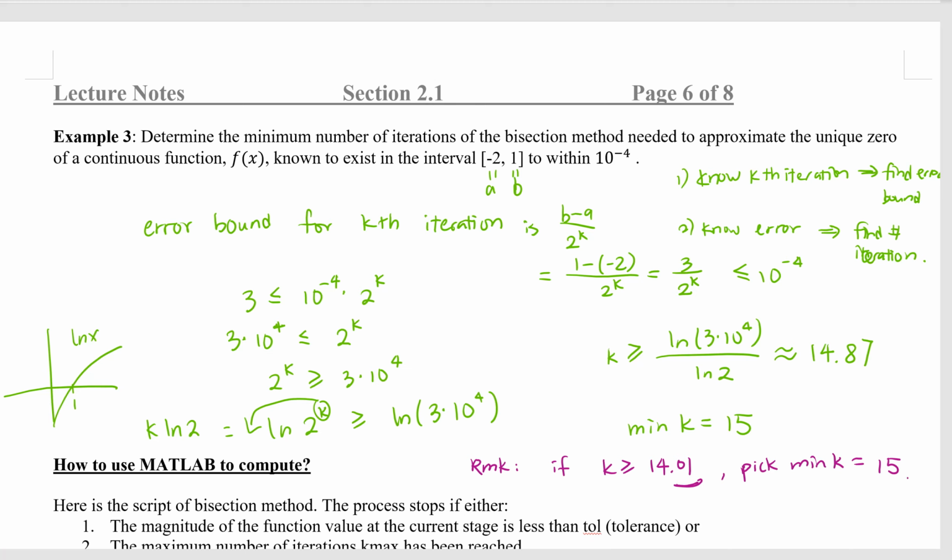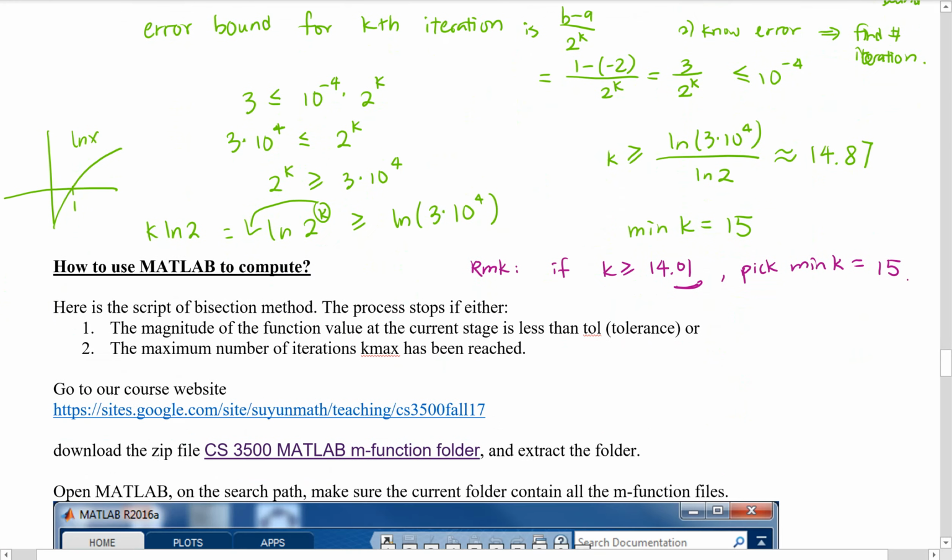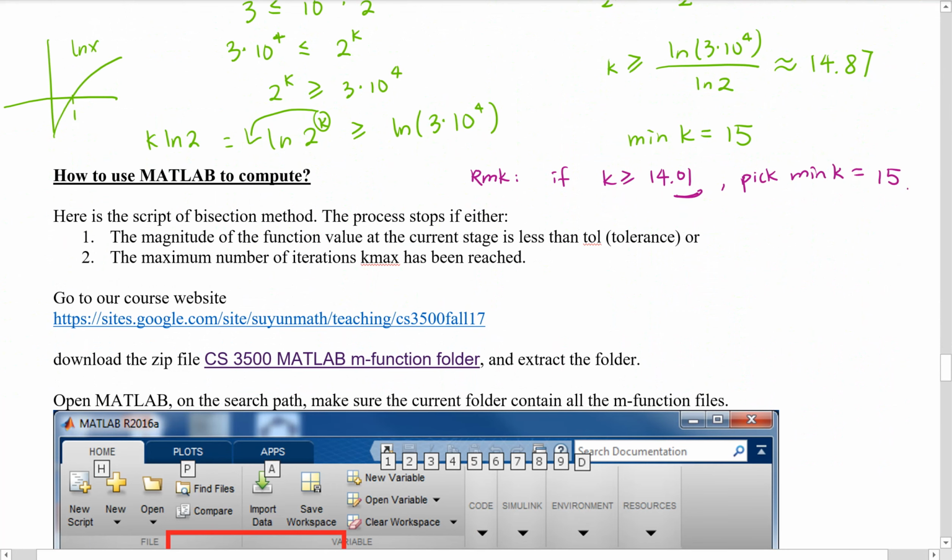Okay, so this is the bisection method. Next, I want to teach you how to use MATLAB to compute. So here is the script of the bisection method. The process stops if either the magnitude of the function value at the current stage is less than the tolerance, or the maximum number of iterations k max has been reached.